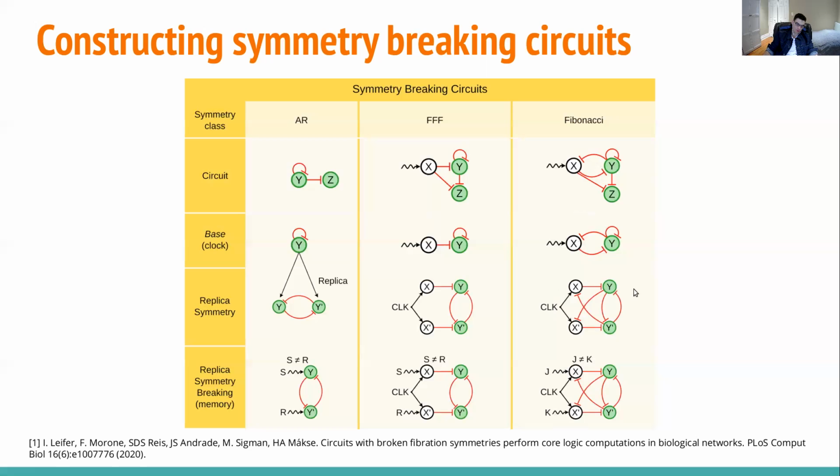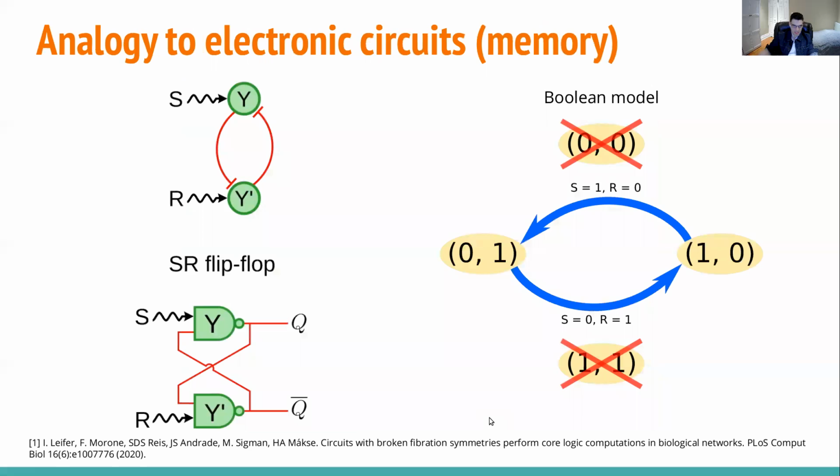So before we talked about clocks, and here these are memory circuits, and this is the functioning of this SR flip-flop, the one I mentioned before. So this is the biological circuit, the electric circuit analogy. And so there are only two states allowed, 0, 1, and 1, 0. 0, 0 is not allowed, and 1, 1 is not allowed.